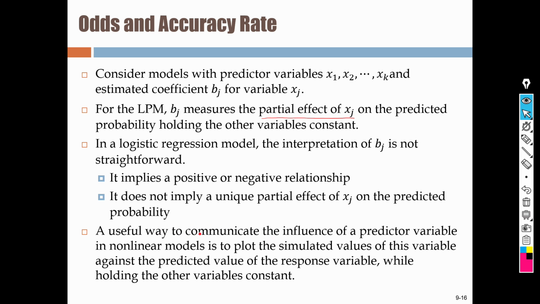So a useful way to communicate the influence of the predictor variable in the nonlinear case is to plot the simulated values, and you just have to try and see how it happens. You cannot directly tell what happened. You cannot simply say increasing or decreasing. It's not easy because it changes the denominator and the numerator together, so you cannot clearly tell whether it's going up or going down.